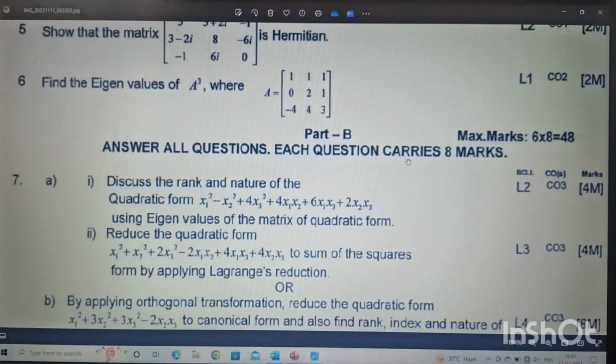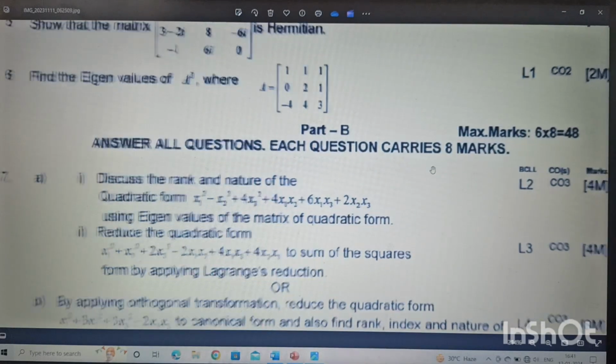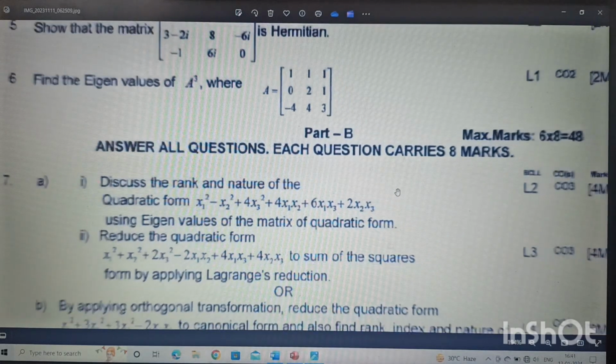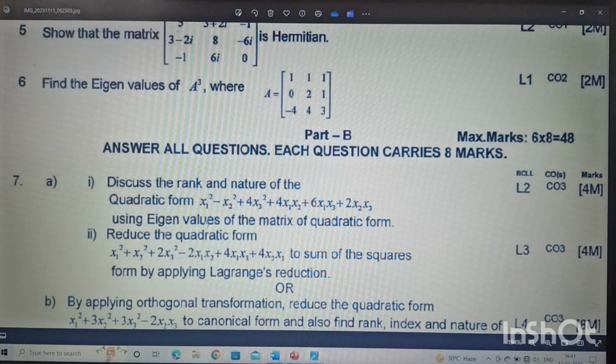Next see that long question. Long question lo 7th a question. There are 4 marks ఇచ్చారండి. Discuss the rank and nature of the quadratic form. So this is given, converted to the quadratic matrix form, that is a symmetric form.